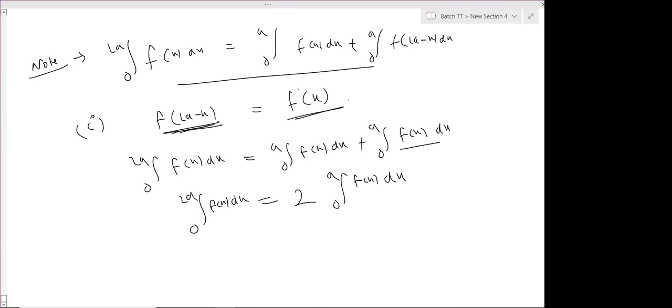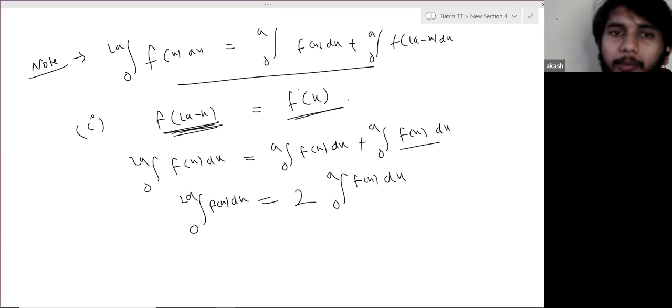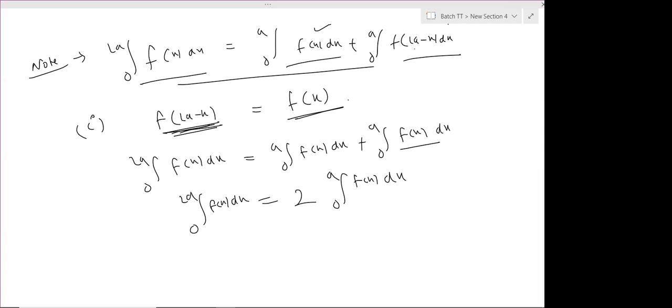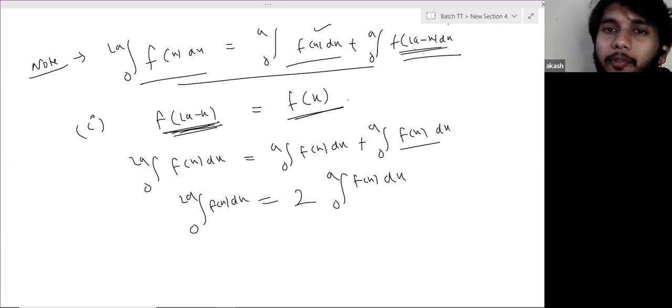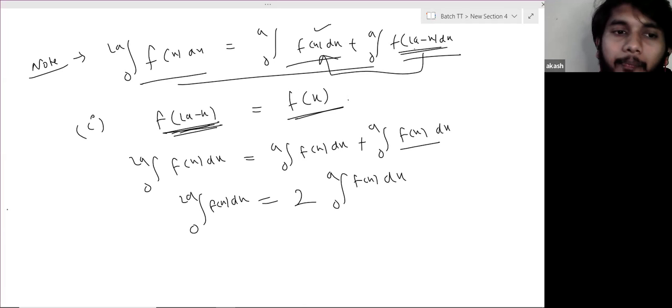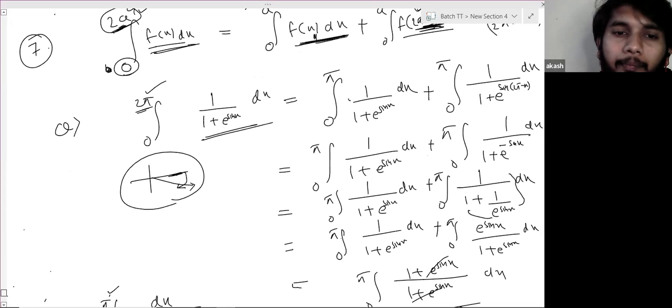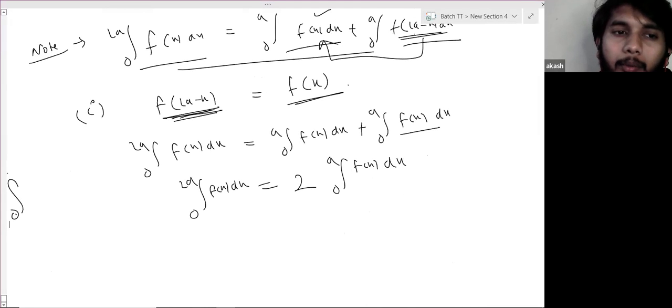When this happens, when f of 2a minus x equals f of x. So could you explain it again from the start? All right, I'll give an example also. See, in this property, we are doing two things. We are writing two terms. One is f of x itself. One is f of 2a minus x. Right? So if f of 2a minus x becomes f of x itself, that means suppose integration 0 to 2 pi.